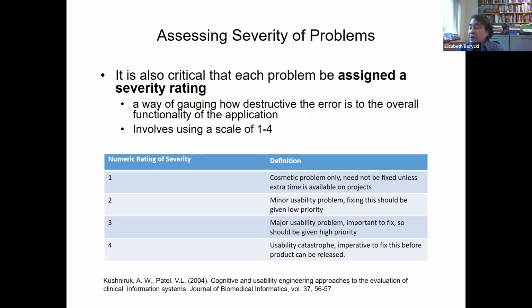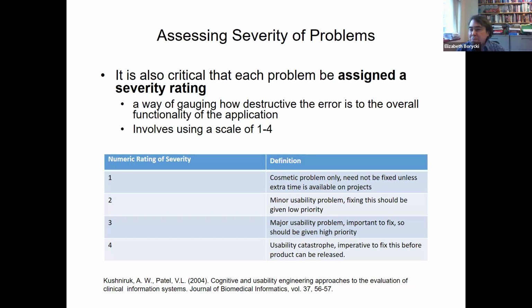Its severity is 2 if it's a minor usability problem. And in many studies I've done, there are lots of minor usability problems, but you can't fix everything. So there are different methods for prioritizing and saying, given time and money, we might not get to that one. 3 is a major usability problem, which should be given high priority. And 4 is my favorite, the usability catastrophe. Do not send the system out until you fix it.